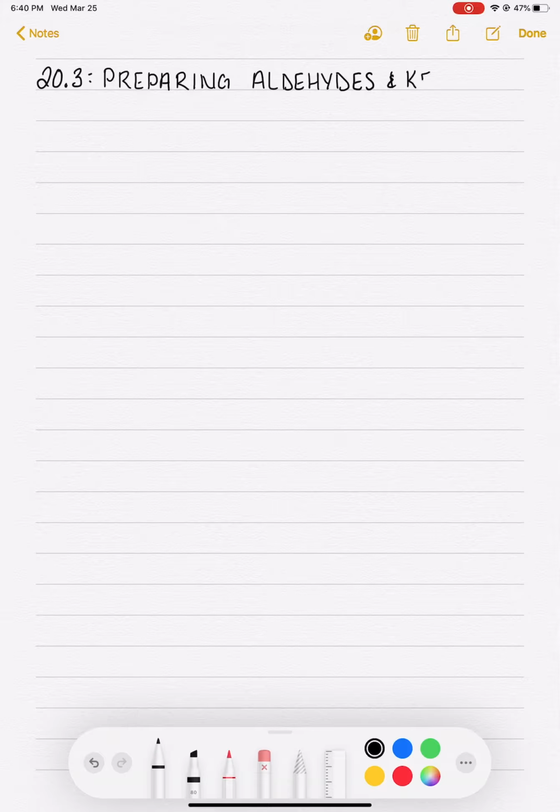And good news, you already know all of the ways that your textbook covers for making aldehydes and ketones. So this is just going to be a review of reactions that you've already learned, kind of coming at you all at once. You learned back in the winter, primary alcohol, you can use a mild oxidizing agent, PCC, always in CH2Cl2. A mild oxidizing agent converts primary alcohols to aldehydes.